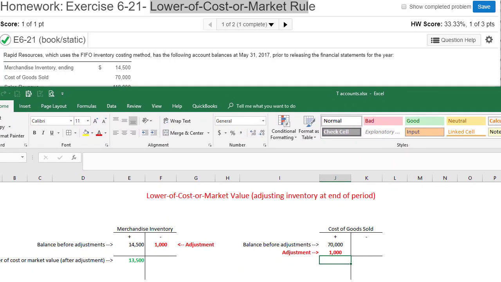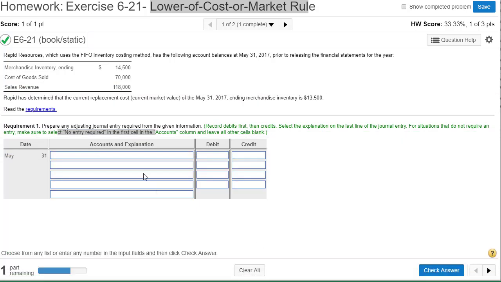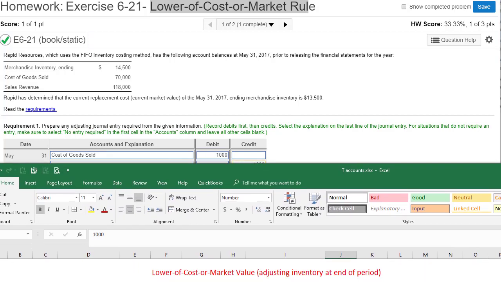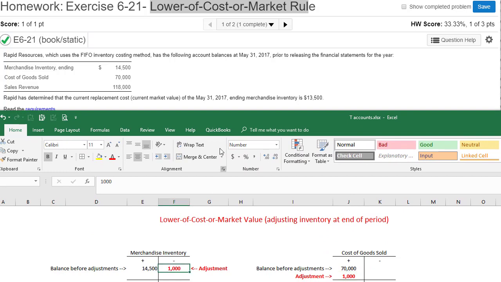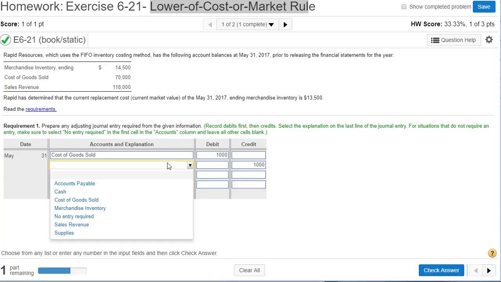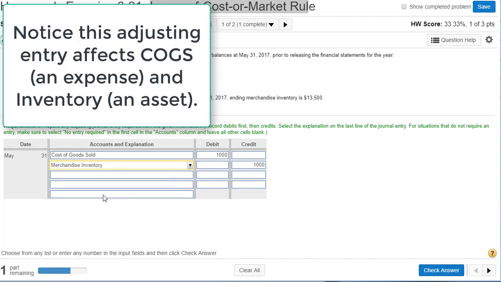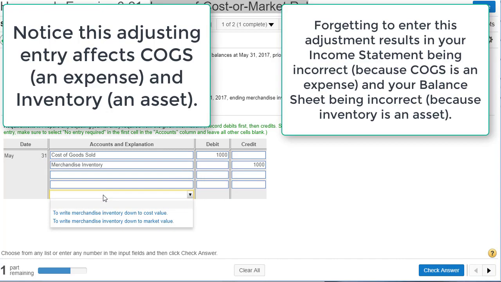So the way we adjusted it is we lowered inventory with a credit, and we increased COGS with a debit. We have to do the debits first, so I'm going to debit COGS, cost of goods sold, for $1,000. And then the other account, of course, is inventory going down with a credit. So that is why I'm crediting inventory. And the explanation is to write merchandise inventory down to market value.